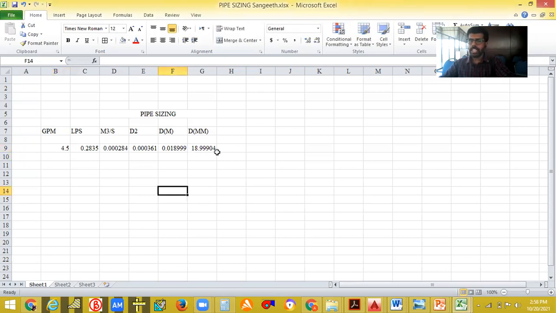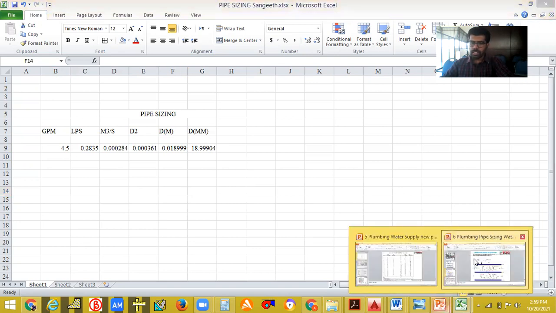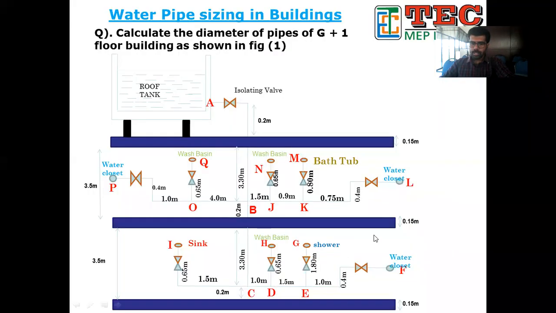So the diameter will be 18.9 mm. You won't have an 18.9 mm standard value, so you can choose 20 mm. You understood what I'm saying? Just give the GPM here and you will get its diameter in mm. The same way, we got this pipe diameter, half inch, 15 mm. Here also 15 mm. But when it comes to this line DE, it is 20 mm.